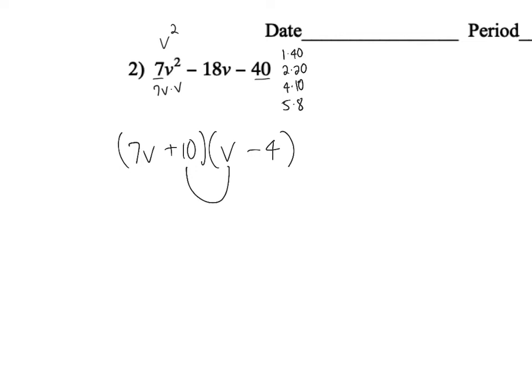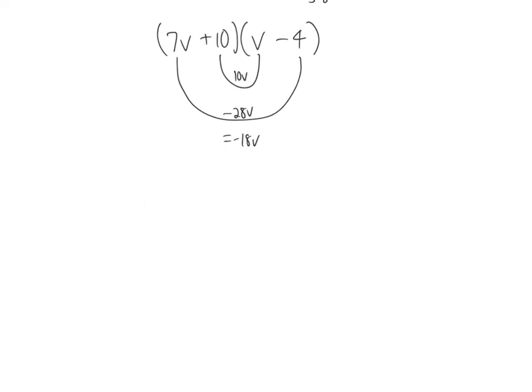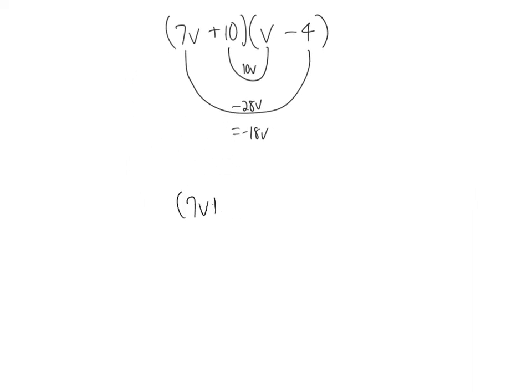All right, we should have gotten plus 10 right here, 7v plus 10, and v minus 4, because 10 times v is 10v, and 7v times negative 4 is negative 28v, which equals negative 18v, which is what we want. So our answer for this one is going to be 7v plus 10 times v minus 4. And there's our answer.